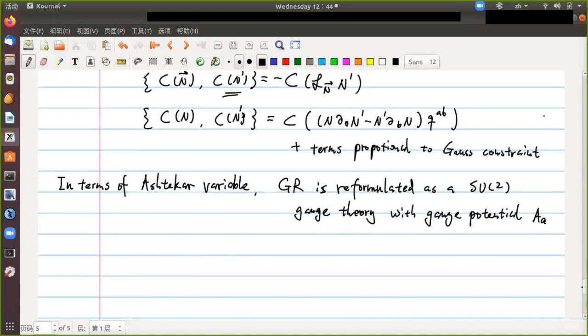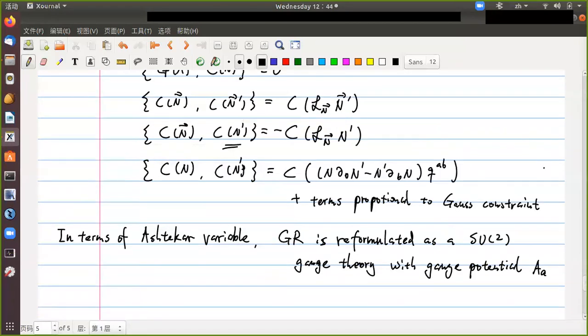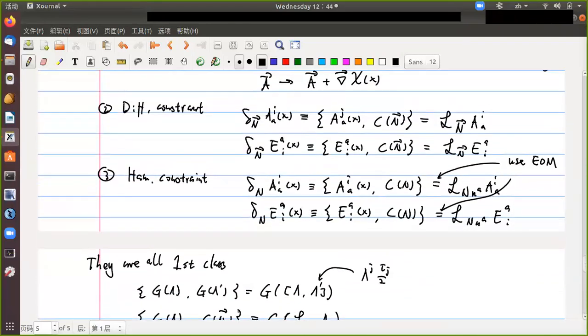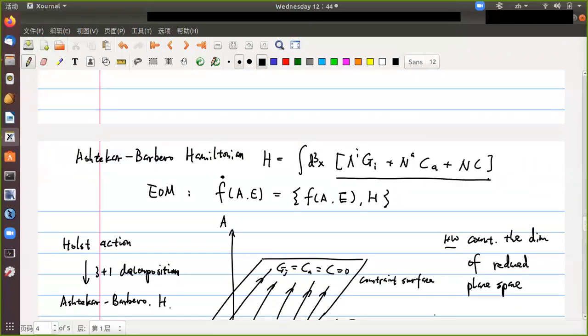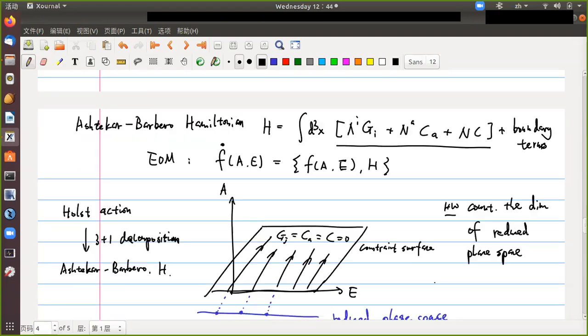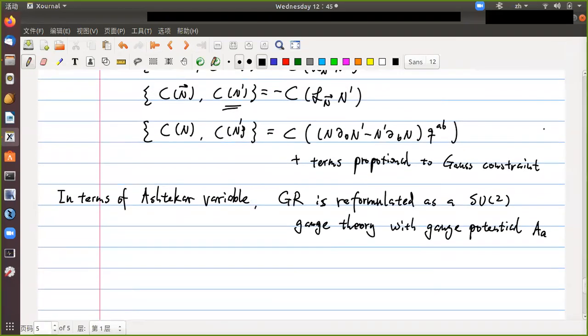And another difference is that for the usual non-abelian gauge theory, you have a Hamiltonian, right? You have a non-zero Hamiltonian. But for general relativity, your Hamiltonian is zero in the bulk, which is just a linear combination of constraints. The only non-vanishing term is some boundary term. Here we have ignored boundary terms. That's the speciality of general relativity.